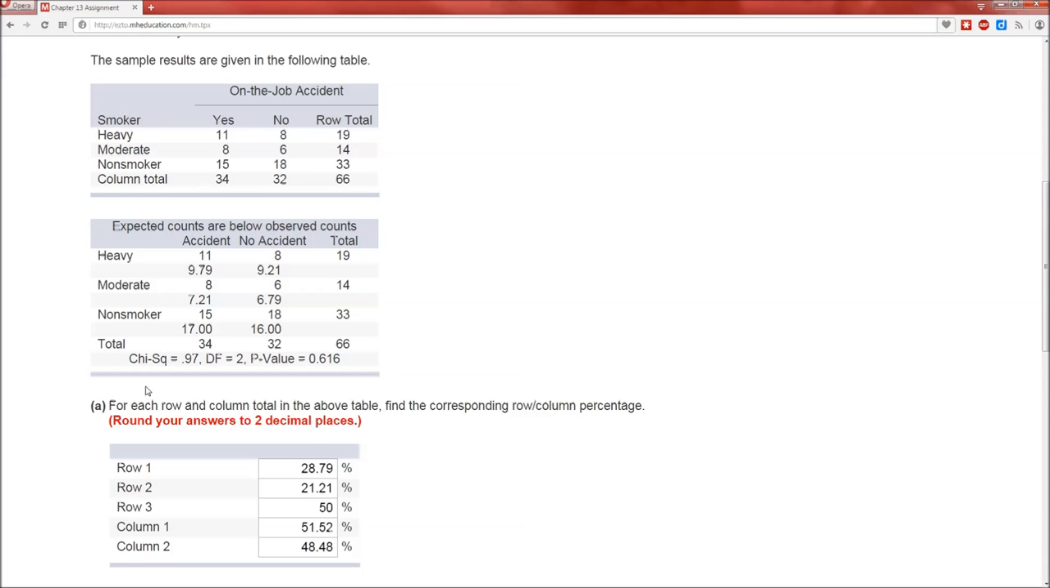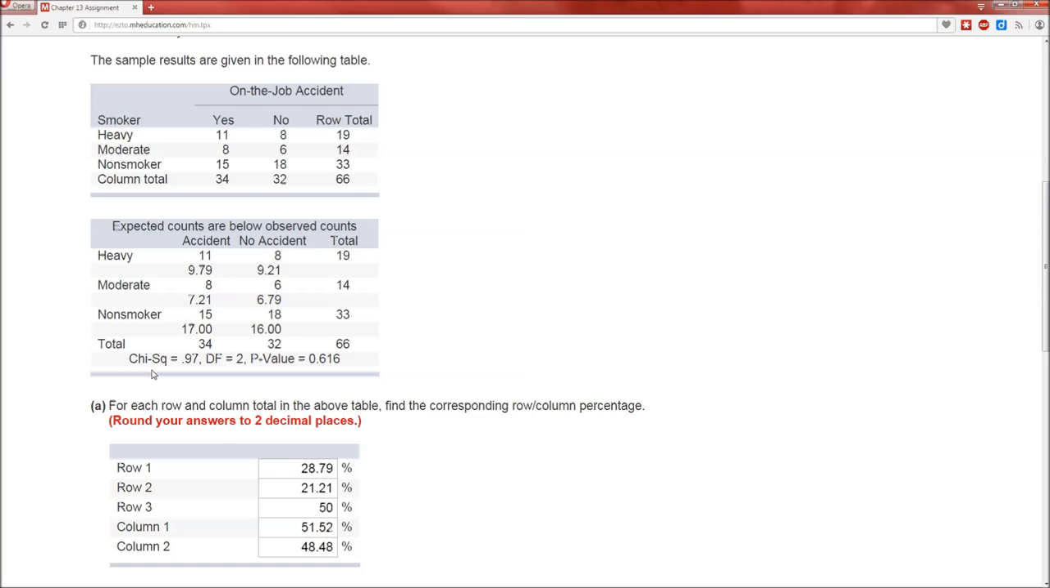Now, let's take a little side trip here. How did Minitab get these values? The chi-squared statistic, the degrees of freedom, and the resulting p-value. Well, the degrees of freedom is just the number of rows minus 1 times the number of columns minus 1. Number of rows is 3. 3 minus 1 is 2. Number of columns is 2. 2 minus 1 is 1. 2 times 1 gives us that degrees of freedom. Rows minus 1 times columns minus 1.